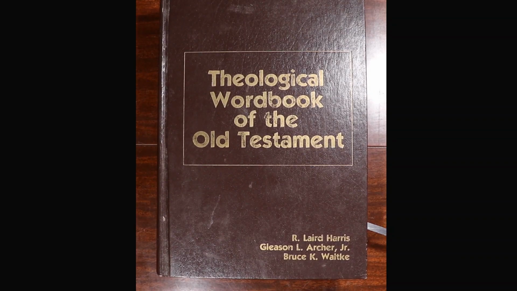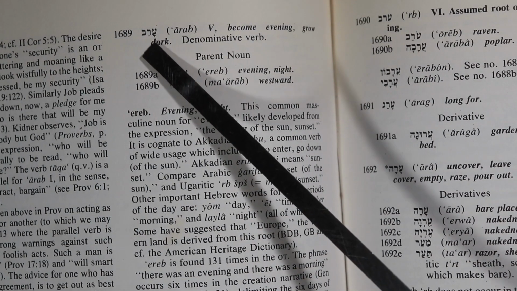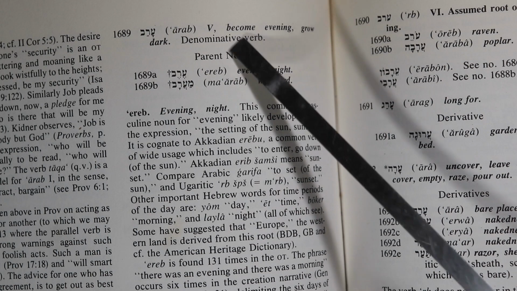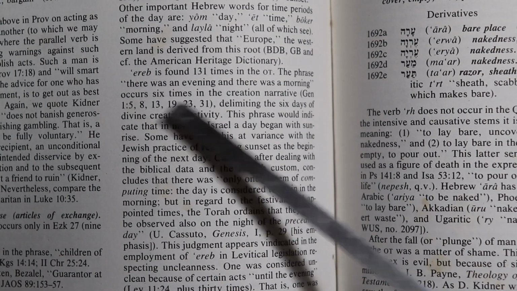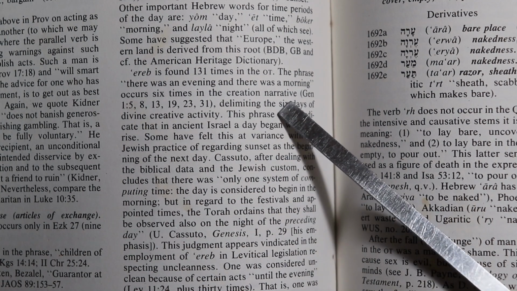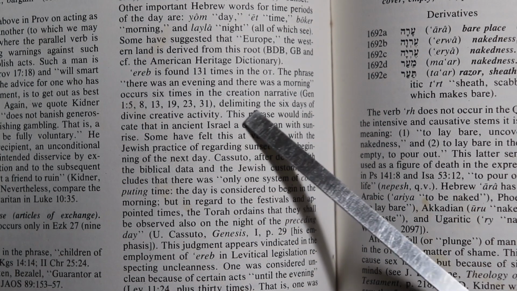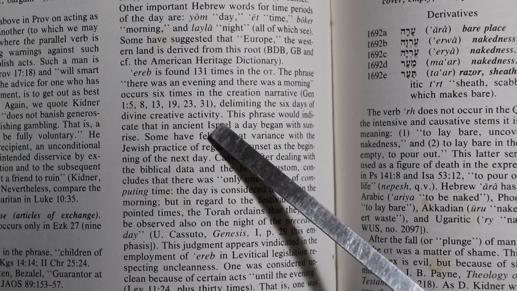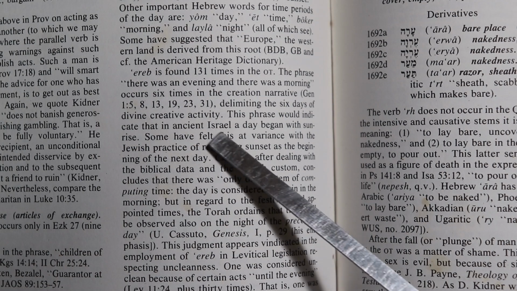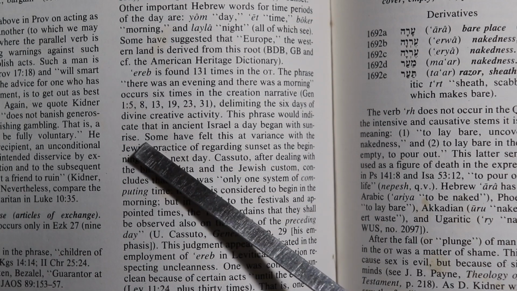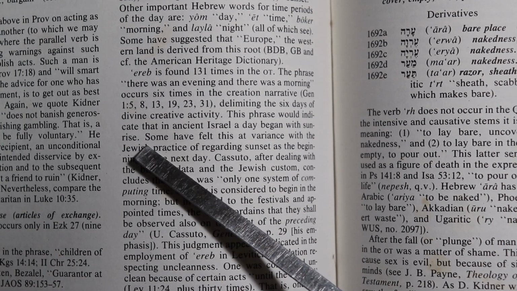Just to show you that I'm not alone in this opinion, I will show you what the Theological Wordbook of the Old Testament says. This is found under the definition of erev, evening. The phrase, "there was an evening and there was a morning," occurs 6 times in the creation narrative, delimiting the 6 days of divine creative activity. The phrase would indicate that in ancient Israel a day began with sunrise, not sunset.